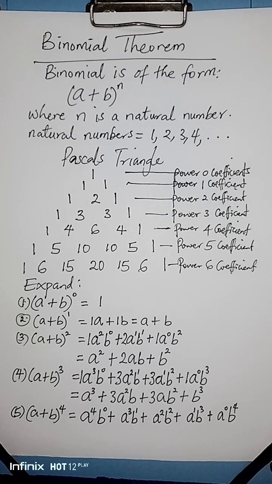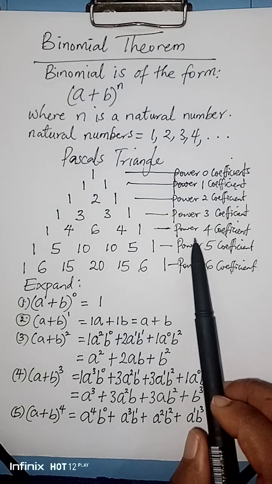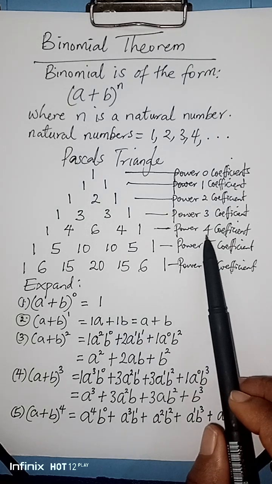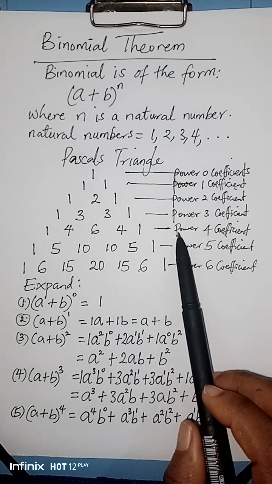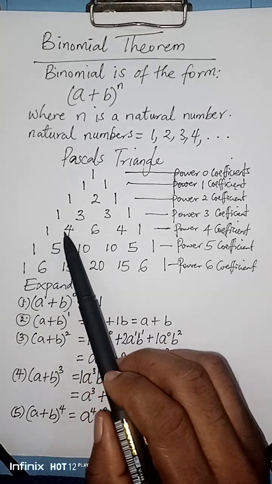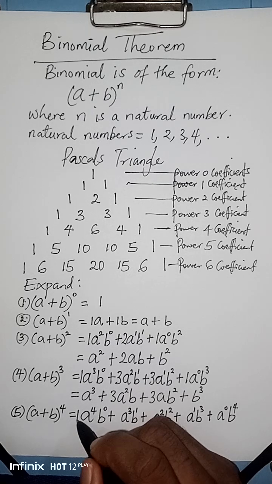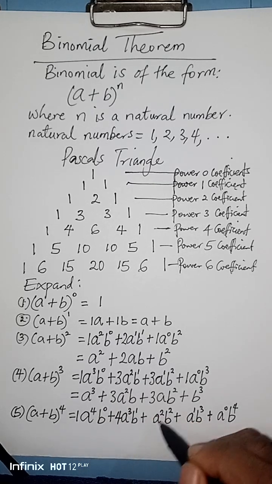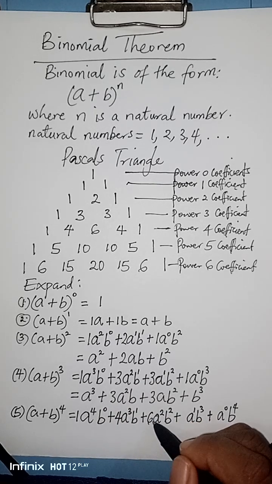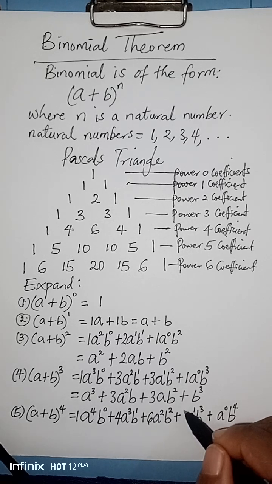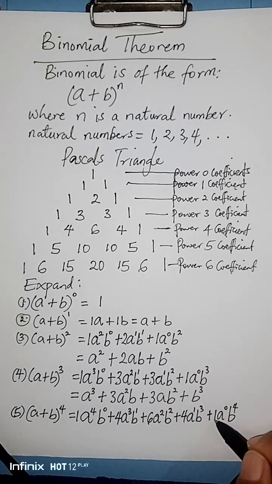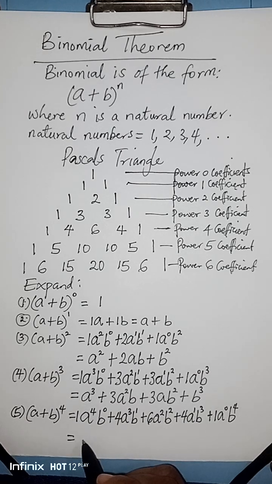Now I'm going to take the coefficient for this expansion by going to Pascal triangle, power 4. Now when it is having 4 as its power, these are the coefficients. 1, 4, 6, 4, 1. So let's write it there. 1, 4, 6, 4, 1. So we can simplify this to make it neat.